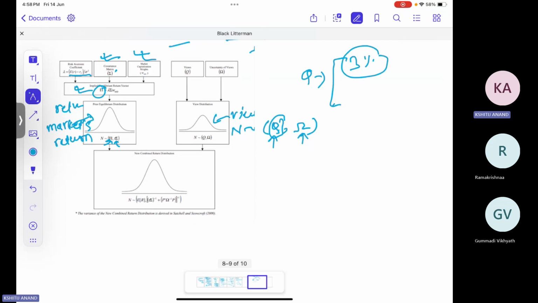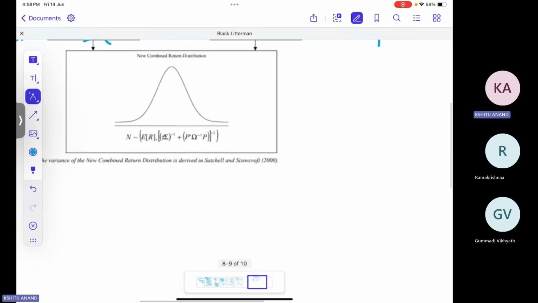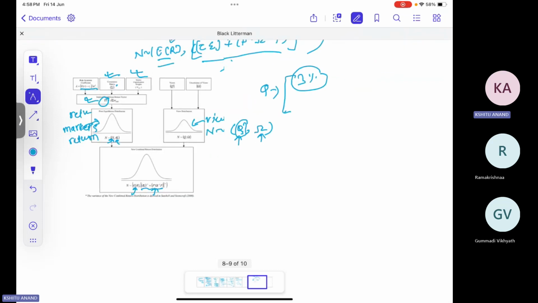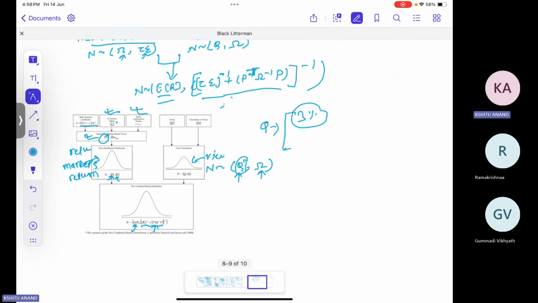Now when you combine both of these, the Black-Litterman model gives you a new distribution where the mean of the return is ER and the variance is this one. That is the end of today's discussion. If you have any question, let me know. I just summarized the Black-Litterman model.